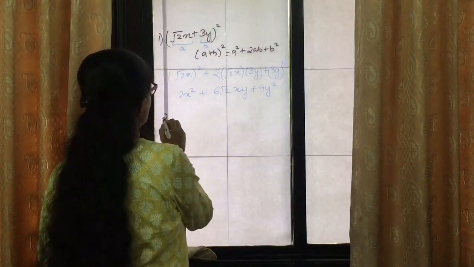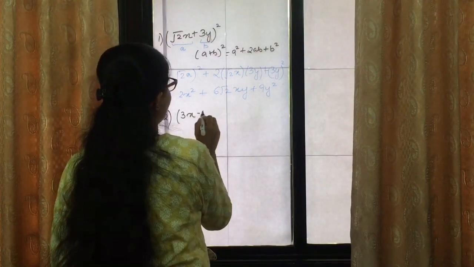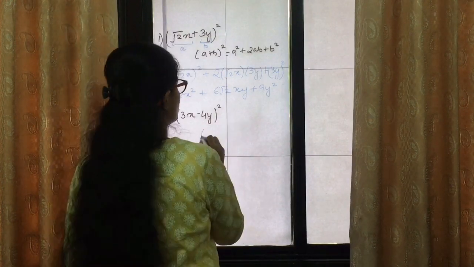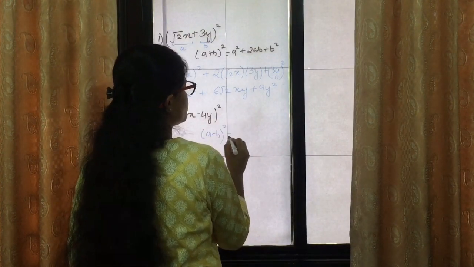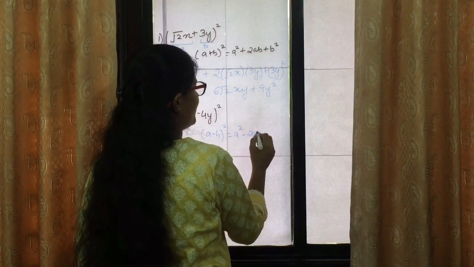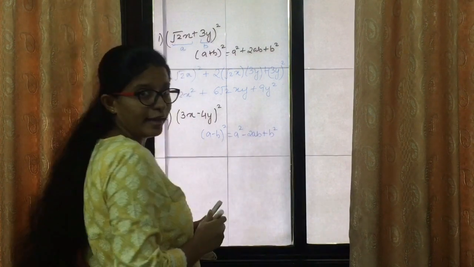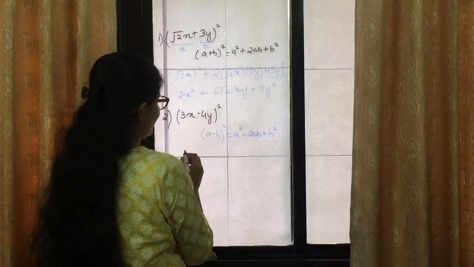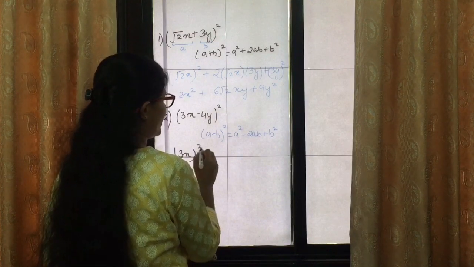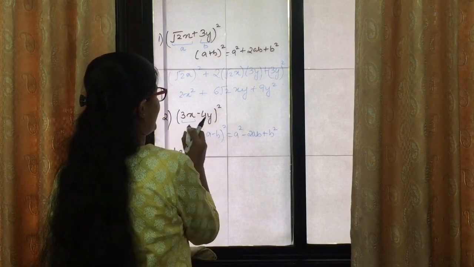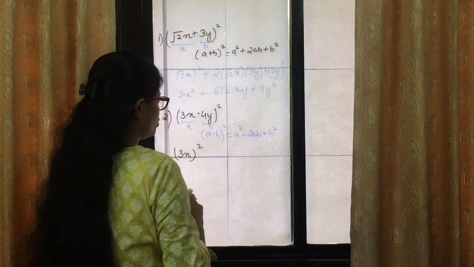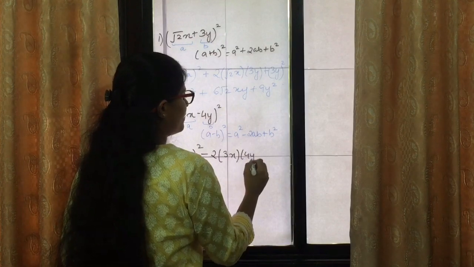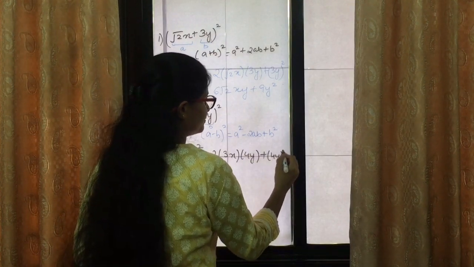Now we can see the next question: (3x minus 4y) whole square. Here we can use (a minus b) whole square, which will give you a square minus 2ab plus b square. If I expand this, I will get (3x) whole square, and again we can say this is a and this is b. So what we will get? Minus 2 into 3x into 4y plus (4y) square.